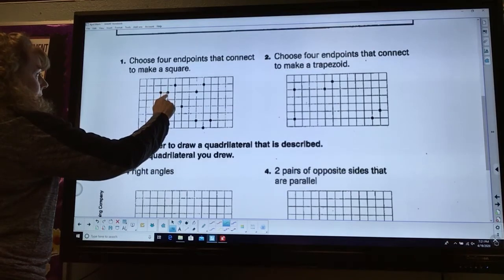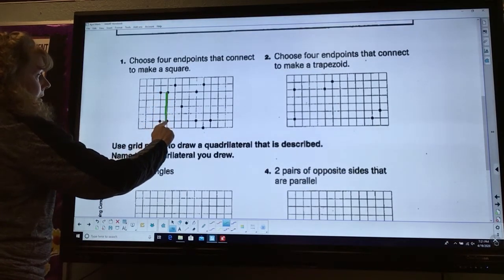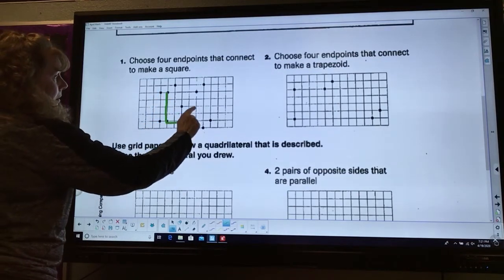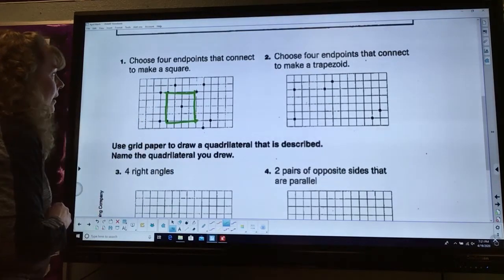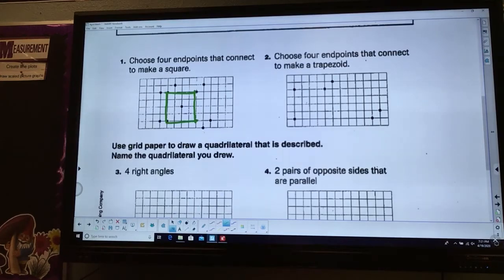So I'm going to actually connect mine right here. Okay? And now I have a square. It has 4 right angles, it has 2 sets of parallel lines, and it also has 4 equal sides.